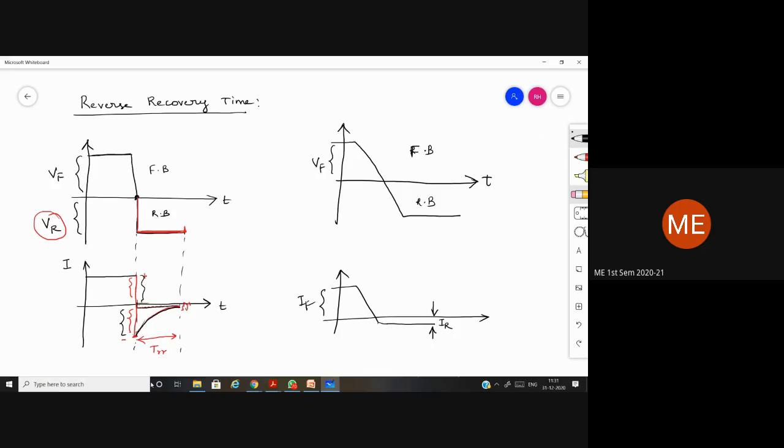This is the reverse recovery time. Current, reverse saturation current. So you can see this is the voltage which you are given in the forward bias condition. You are to make it negative. How will you make it negative? Suddenly will you make it negative? There was +5, suddenly will you make it -5? Or what will you do?